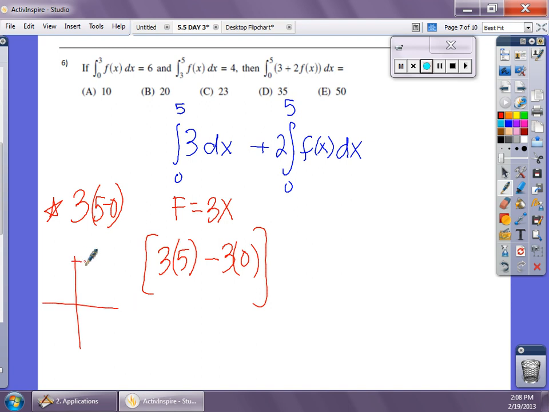The height of 3, 5, there's 0. That would be the area in which we're finding.